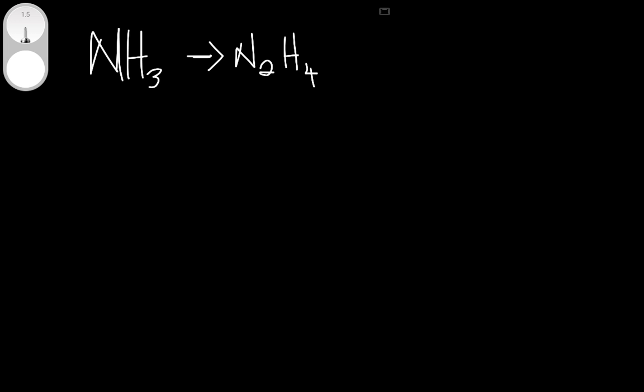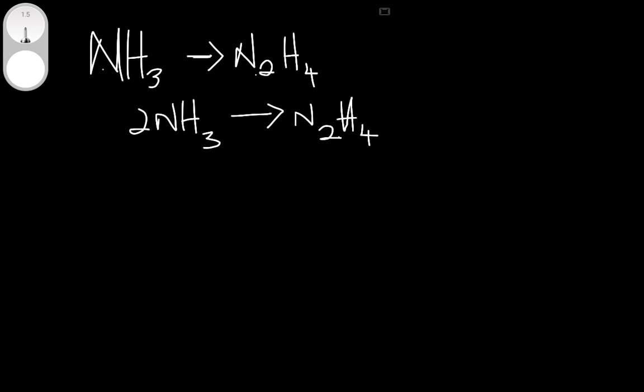We balance the nitrogen on both sides, so we need 2 nitrogen on this side since we have 2 here. So we're going to have 2 NH3 to give us N2H4. All right, good.